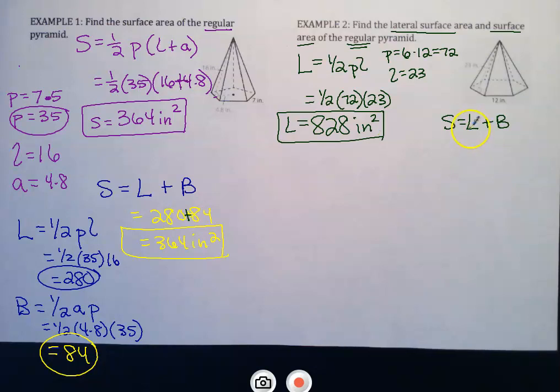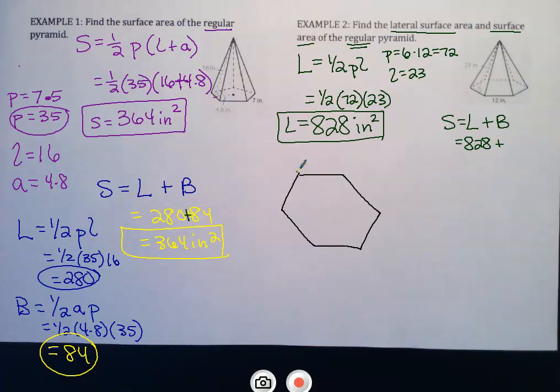Good. All right, so now surface area. Well, we've got the lateral surface, 828. But now we need the area of the base. We don't know the apothem. The formula is S equals 1/2 P parentheses L plus A. But you still need the apothem. A is the apothem. It's okay. All right, so here's the thing.